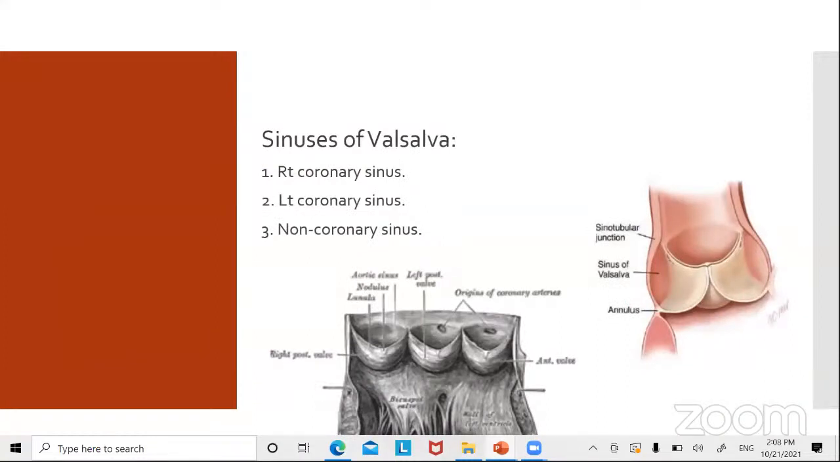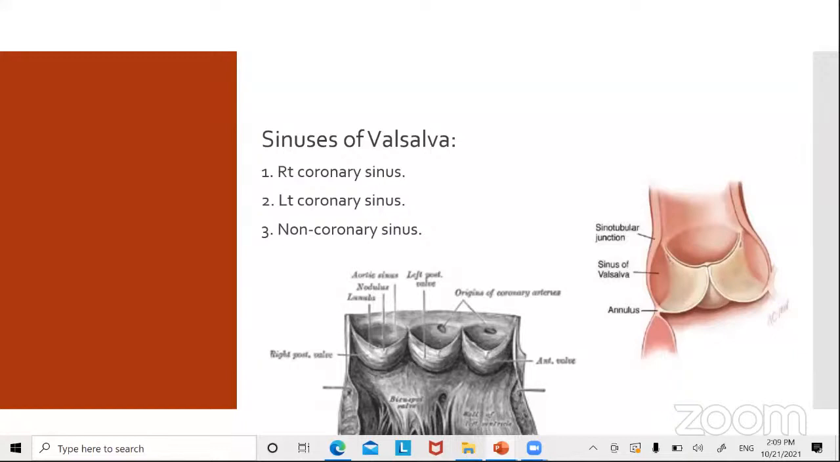Behind each leaflet, the aortic wall bulges outward to form the sinuses of Valsalva. It extends from the sinotubular junction to the aortic annulus, which allows the aortic valve leaflet to fall back during systole, thereby enabling blood to pass unobstructed from the left ventricle to the aorta. There are 3 aortic sinuses, 1 anterior and 2 posterior.